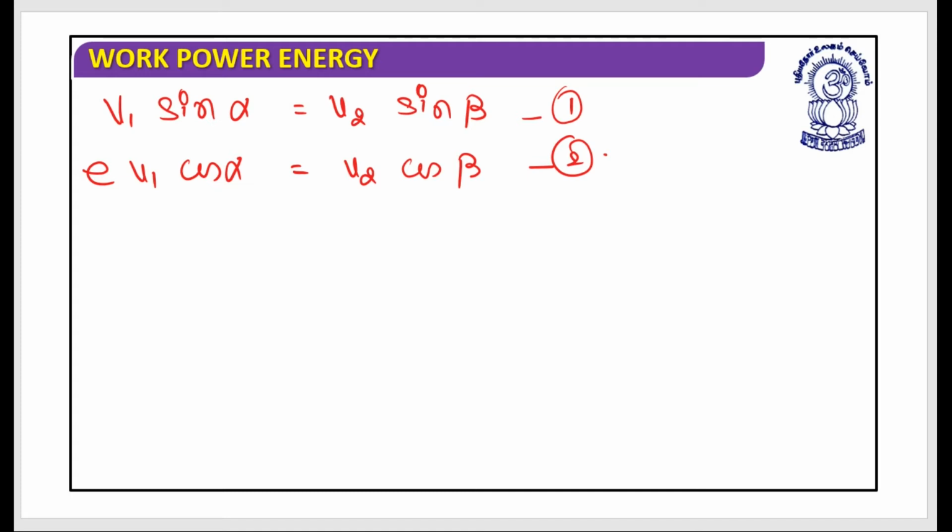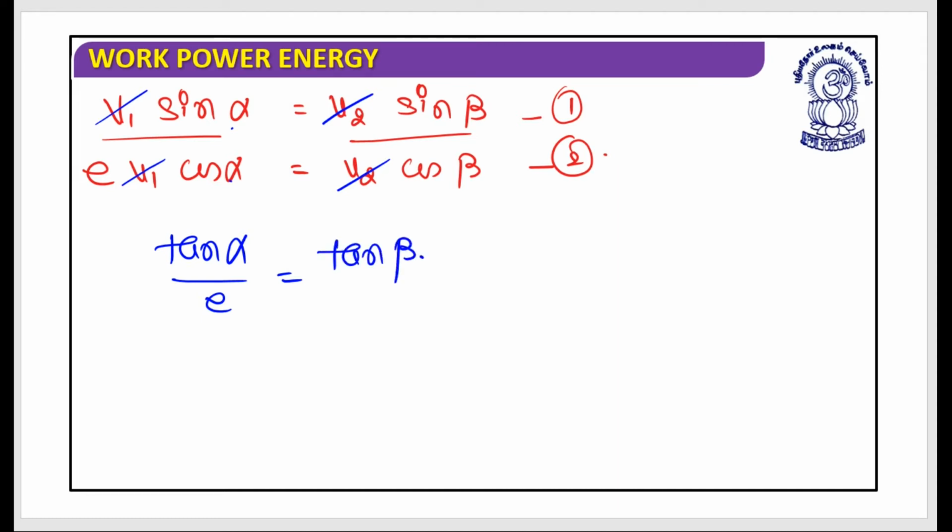Let's just take a ratio of these. If I take a ratio, v1 has gone, sin alpha by cos alpha would be tan alpha by e, which should be equal to this, v2 has gone, and sin beta by cos beta is tan beta. So tan beta is equal to tan alpha by e. I hope this is clear. Great. So this is the relation that can be remembered.